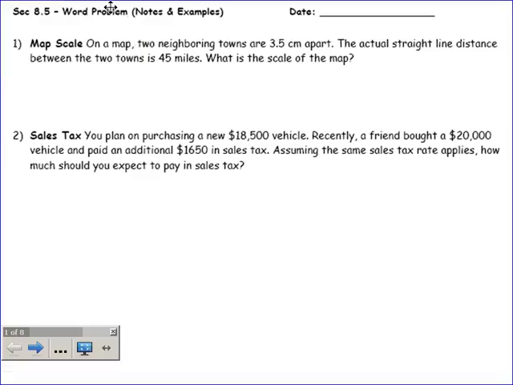Right, so we're going to look at map scale factor on a map. Two neighboring towns are 3.5 centimeters apart. The actual straight line distance between the two towns is 45 miles. What is the scale of the map? How do we do that?